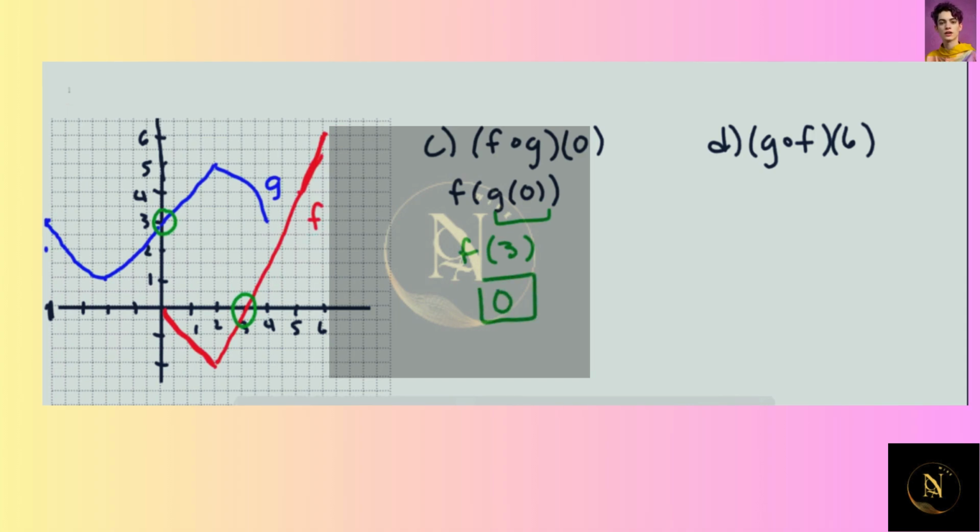And now for part D, g of f of 6. That can be written as g of f of 6 like this. So the first thing we're finding is f of 6. So we go over to where x equals 6, and we go up on the f graph, and we get 6 for the height. So we substitute that in, and now we're finding g of 6. However, 6 is not in the domain of g. It doesn't go that far. So this one is undefined.